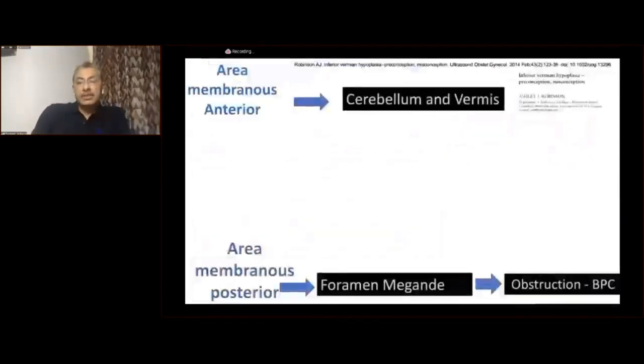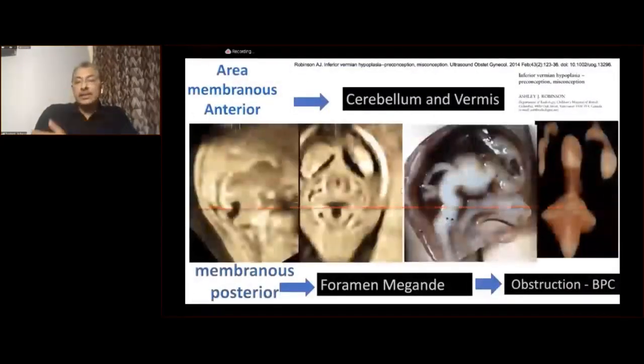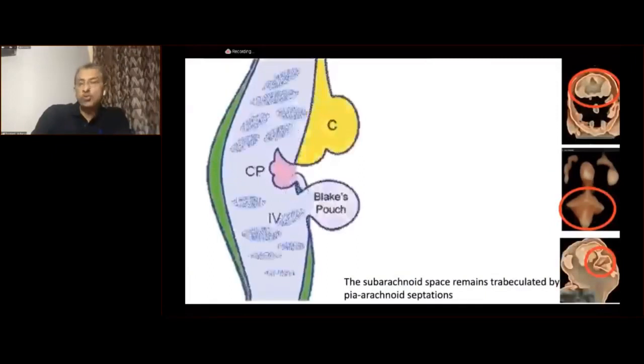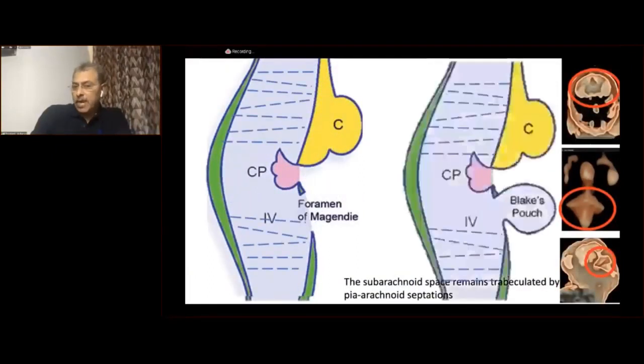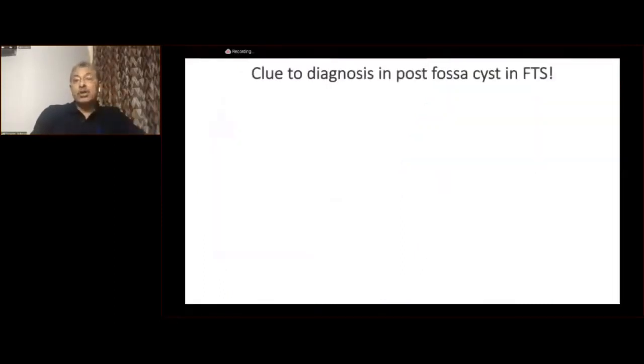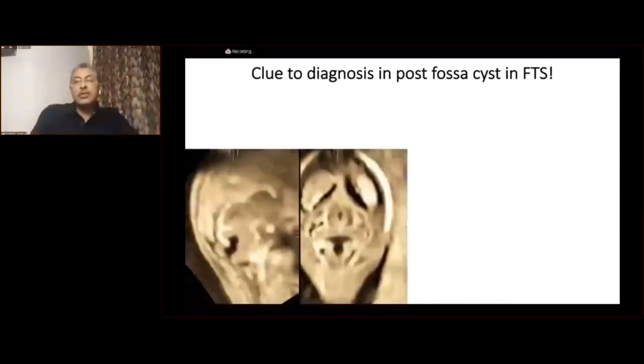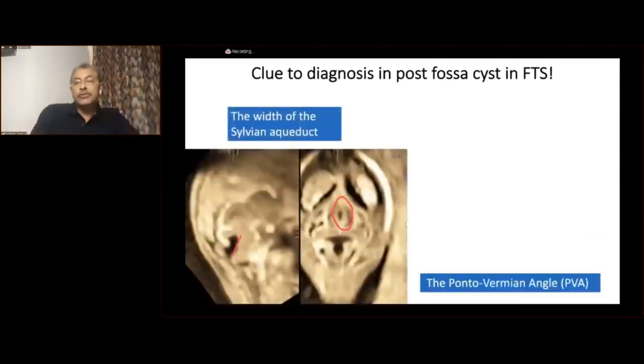As I told you, if the foramen of Magendie does not open, it will lead to obstruction, and that's what is going to be a Blake's pouch and Blake's pouch cyst. So instead of the foramen of Magendie, when the Blake's pouch doesn't fenestrate, that is what we typically know as a Blake's pouch cyst. Now, the vermis is developed, and both are developing from different areas. The anterior membranous area is not affected. That's the reason you will not have a lot of fetal malformations associated with that.